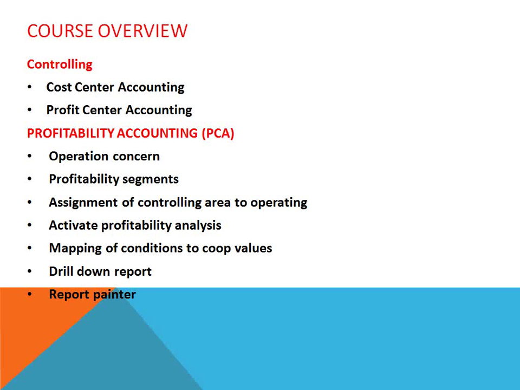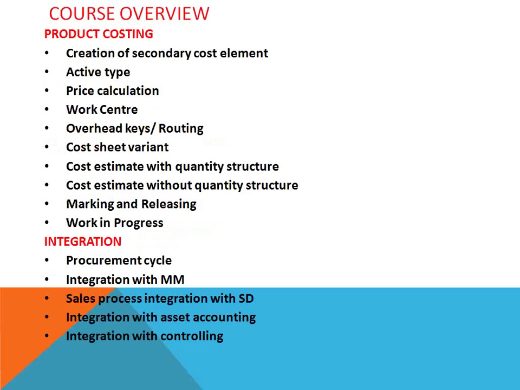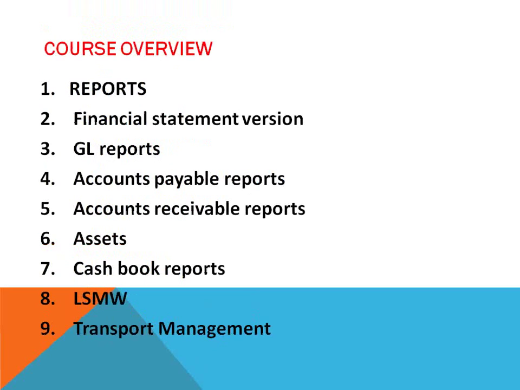Then CO courses are there: cost center accounting, profit center accounting, operating concern, profitability. All these details: assignment of controlling area to operating concern, then activating profitability analysis, mapping of conditions to value fields, drill down report. These are some of the details as we go into the subject. So this is product costing, creation of secondary cost element, activity type. That's basically how the manufacturing environment works, and how the integration is happening.